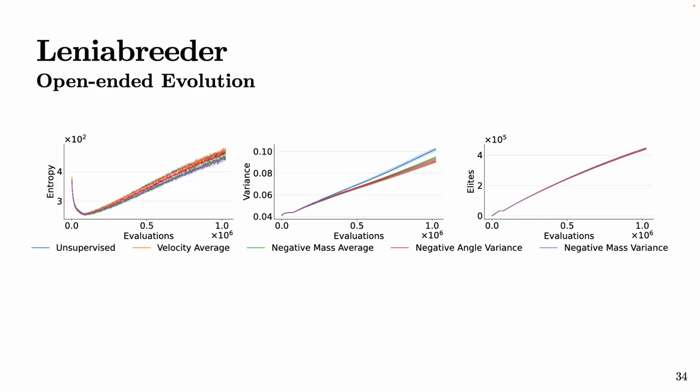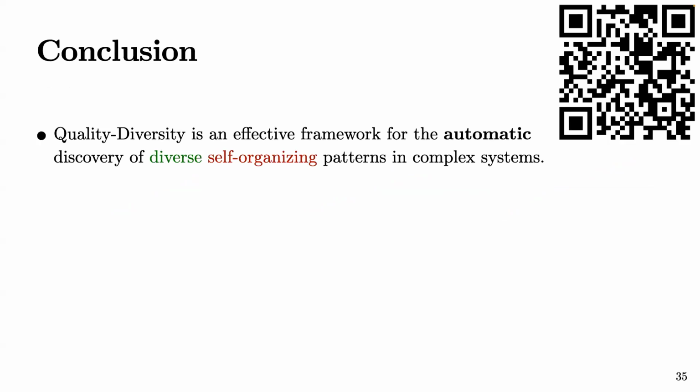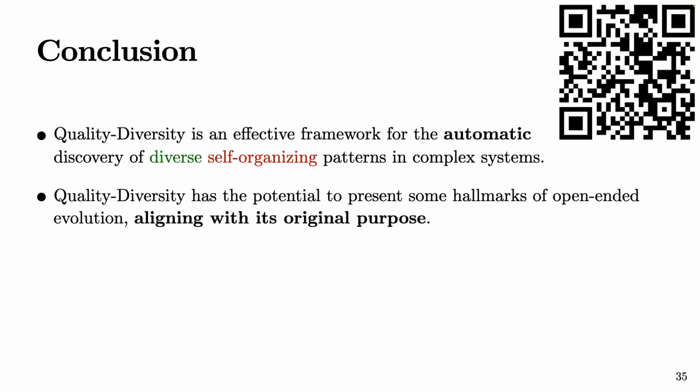So yeah, in conclusion, our findings not only showcase the breadth of artificial life within Lenia, but also underscore the relevance of quality diversity methods in illuminating an ecosystem of artificial species and exhibiting a sustained generation of diversity. Yeah, so quality diversity is an effective framework for the automatic discovery of diverse self-organizing patterns in complex systems. And it has the potential to present some hallmarks of open-ended evolution, aligning with its original purpose.